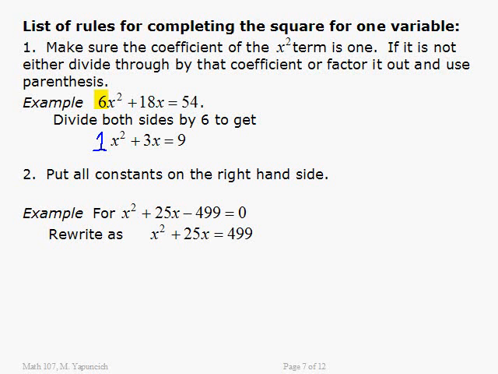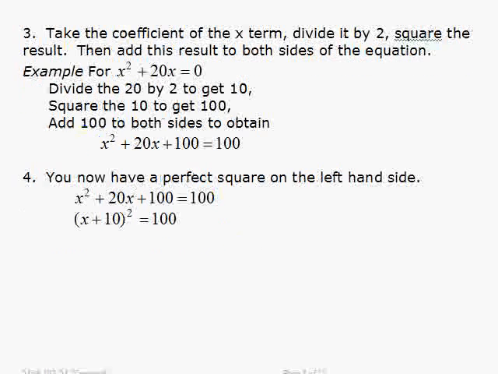The next step, some people don't do this, but I always do this. The constant, I always move to the right-hand side. So on the left-hand side, you just have an x squared term and an x, or perhaps also a y squared term and a y. But the constant is over here on the right-hand side.